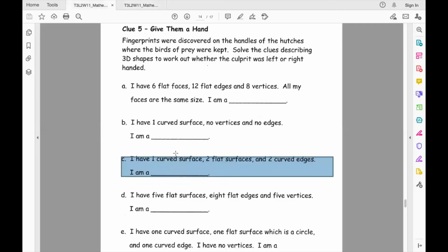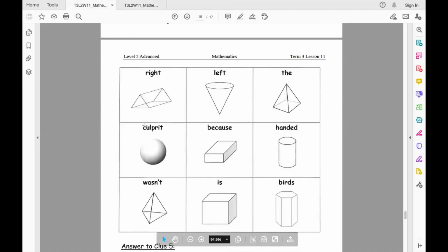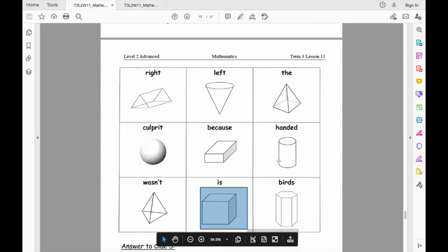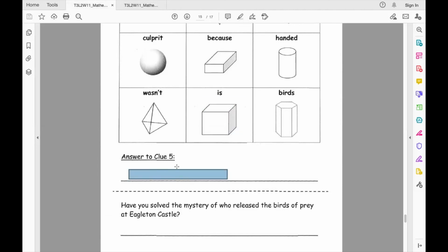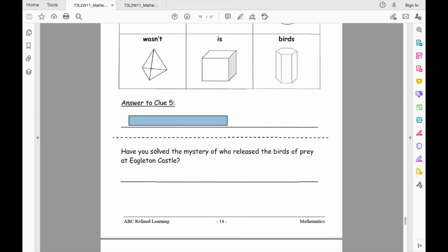Right, so I want you guys to do question D and E for homework. And remember, we have these shapes here. So these shapes spell out the picture. So for example, this is a cylinder, this is a sphere, this is a cube, and we have a letter on top of each shape that we can use to make a sentence on the line here to answer clue 5. And once we've gotten all the words, we can use it to make a clue 5. And then finally, we can solve the mystery. So have you solved the mystery of who released the birds of prey at Eagleton Castle?